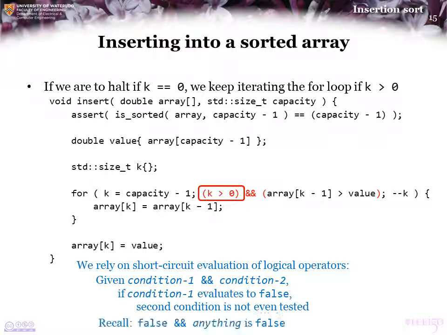And the reason for that is false and anything must be false. False and true is false, false and false is false. So it doesn't matter what the second operand evaluates to. So C++ does not even try to evaluate it. So if k is equal to 0, k greater than 0 evaluates to false. Therefore, we do not test if array entry 0 minus 1 is greater than value. Okay.